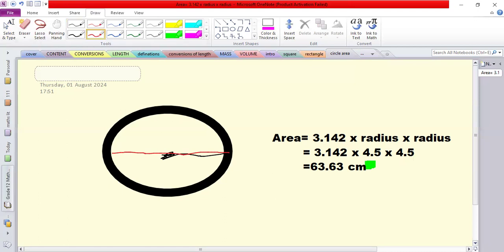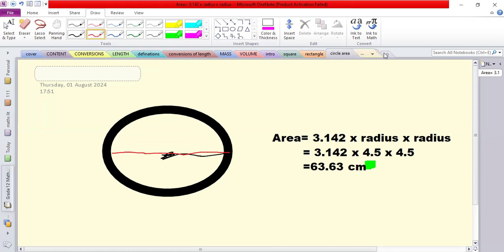Diameter is a line dividing the whole circle, but radius is a line from the center. So it's going to be 4,5. The diameter is 9. We divide it by 2, which is 4,5. So it's going to be 3,142 times 4,5 times 4,5, which is 63,63 or 62, depending on how much you have rounded it.